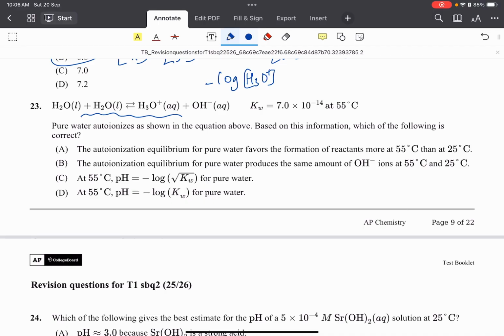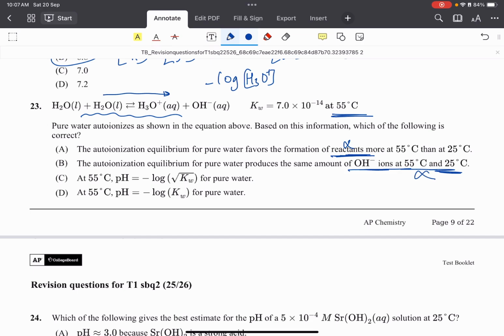H2O, autoionization of water, now at 55 degrees Celsius. It's even higher than the previous question. So pure water ionizes as shown in the equation above. Based on this information, which of the following is correct? The autoionization of pure water favors the formation of products. As explained, when temperature increases, this is an endothermic reaction. More H3O plus and OH minus are produced. So favors the products. Same amount, no.